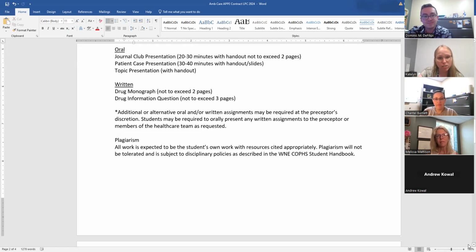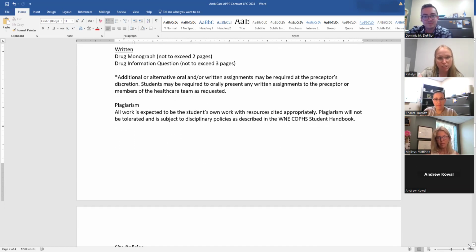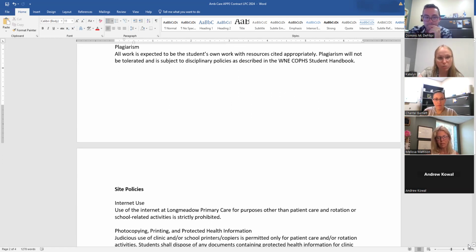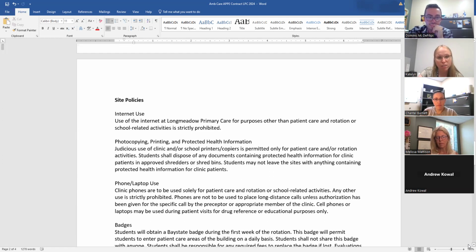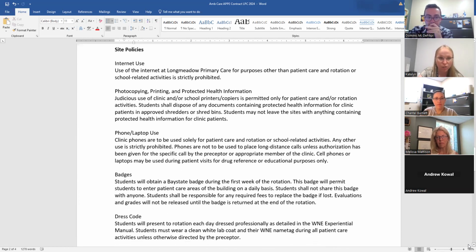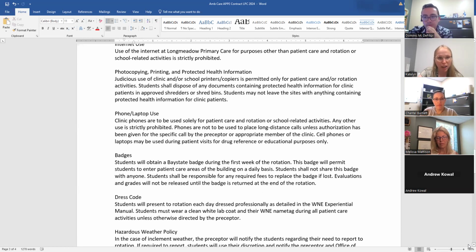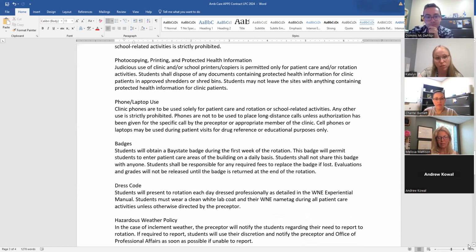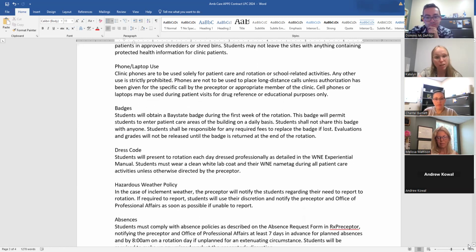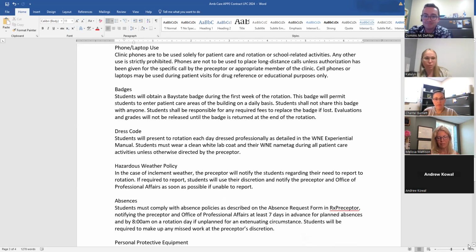The next section is just kind of standard things, like I expect all their work to be their own work, and then different policies related to our site. So internet use, phone use, their badges, how they should present with their dress code. What if we have hazardous weather? What if you need an absence? So I just supplement some of the things that are in the syllabus with more site-specific things that I expect from them at my practice site.